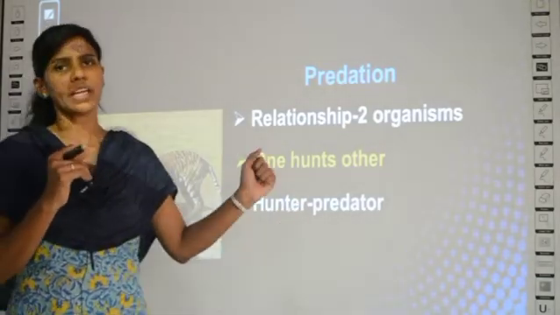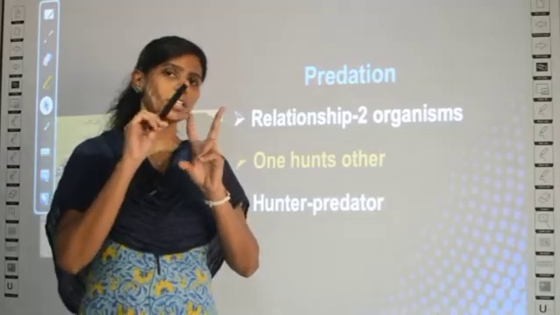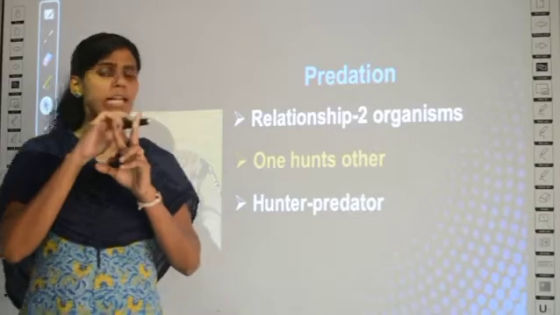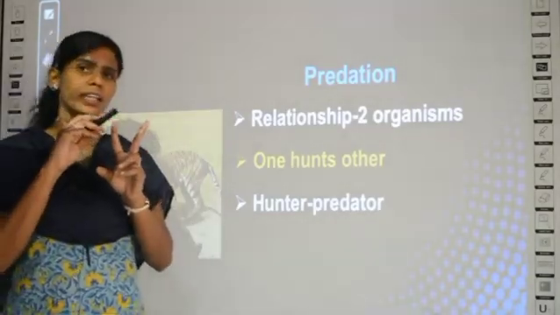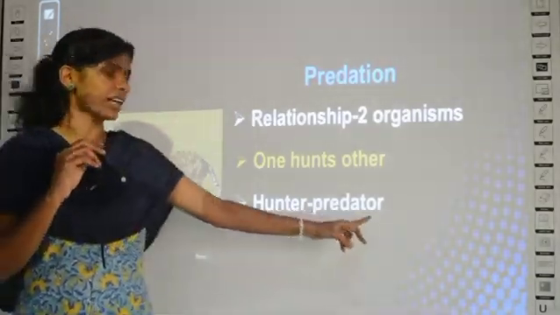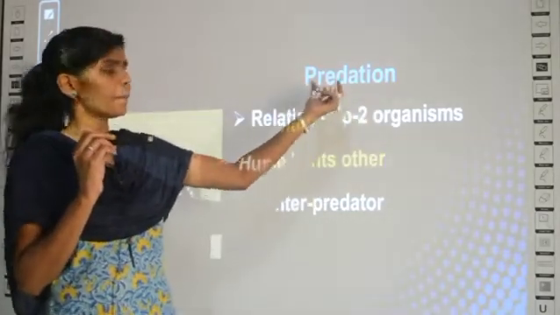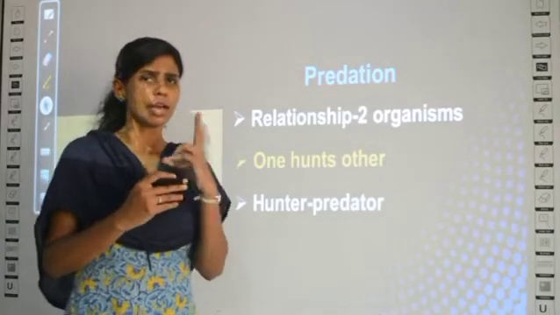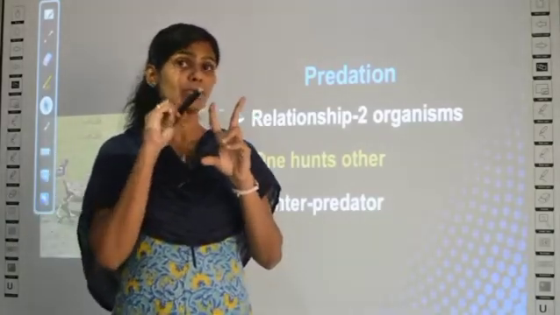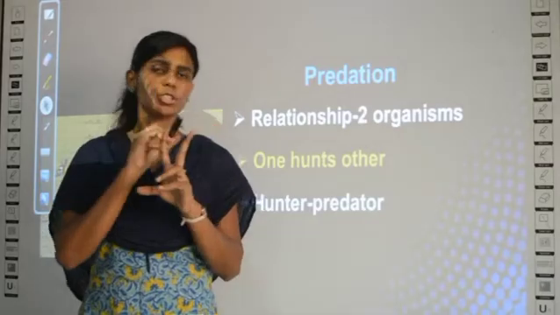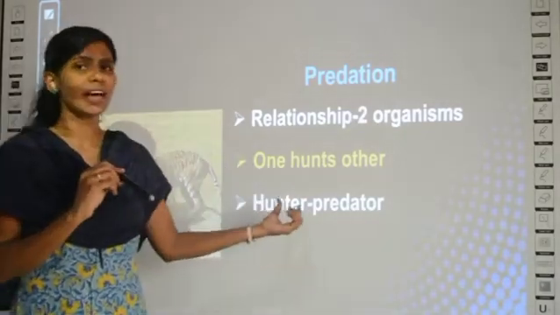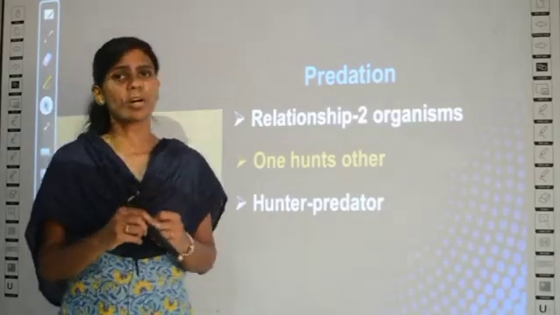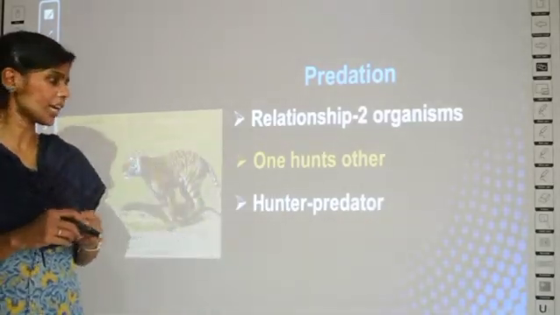and the hunter is called the predator. Suppose there are two organisms, 1 and 2. One will hunt or kill 2, so the hunter is called the predator. That is why the relationship is called predation. From the term itself you can understand. In parasitism also you had two terms. Now what were the terms? One term was parasite. That's why the relationship is called parasitism. Here the hunter is called the predator, and that's why the relationship is called predation.